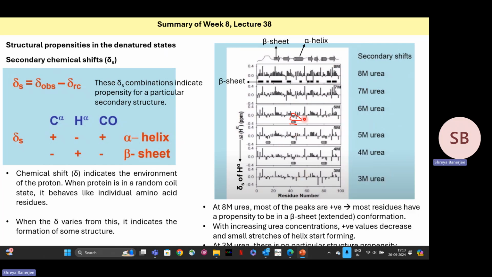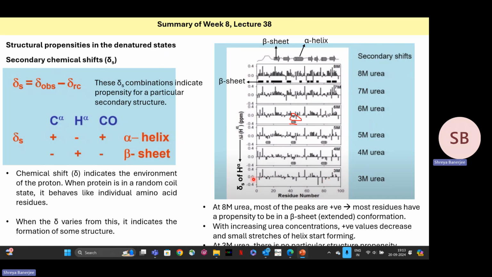Then as you are going to 5 molar, there are 3 stretches of residues where the delta S of H alpha is negative. So in these places, the alpha helical propensity is there. At 3 molar urea, you can see that there is no particular structural propensity. Most of the residues, the delta S of H alpha is near 0.